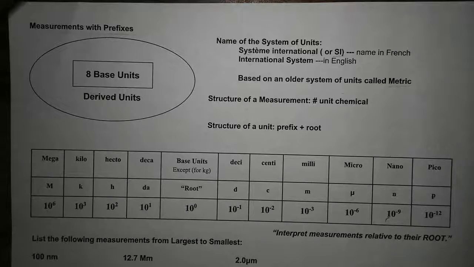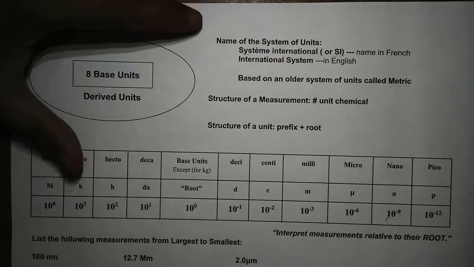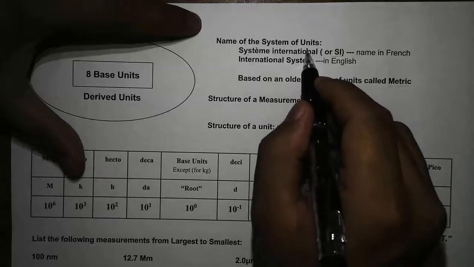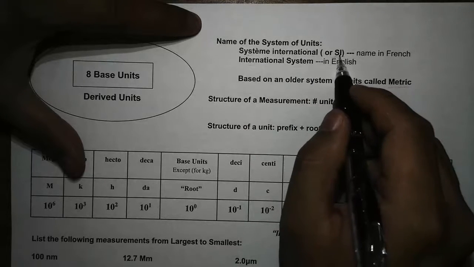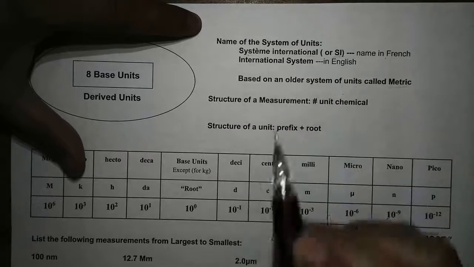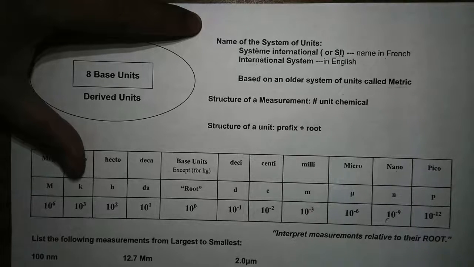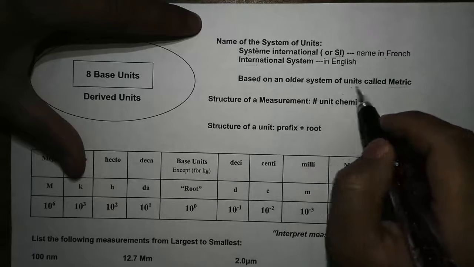In the previous lesson, we learned about the SI unit. The SI unit is basically just the name of the system of units that our scientists use today. SI is named after a French name, Système International, which in English is International System. The SI system is based on the older system of units called the metric system.